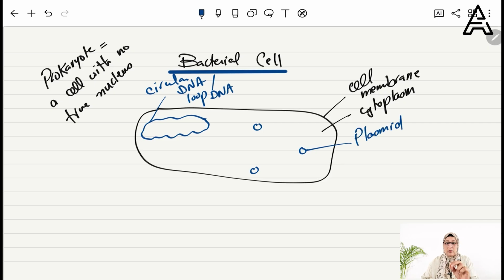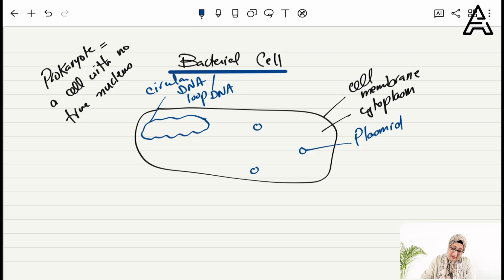يبقى كمان مرة, what's a prokaryote? It's a cell with no true nucleus. So does the bacteria have DNA? Yes, it does, but it has DNA free in the cytoplasm in two forms. Loop DNA أو circular DNA and plasmids. Plasmid ممكن يبقى 1, 2, 3, multiple, أي حاجة.